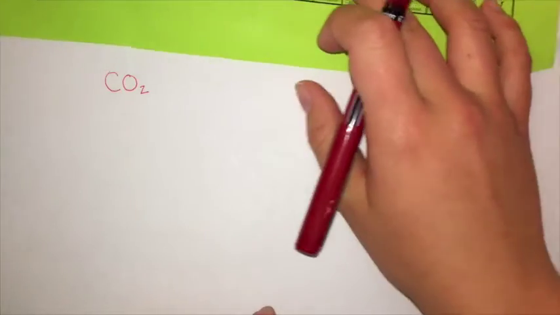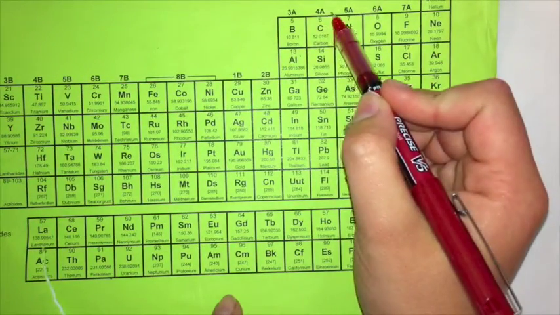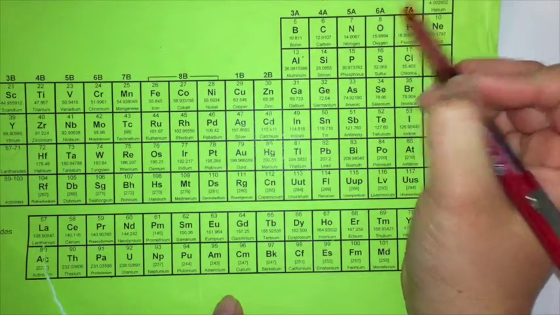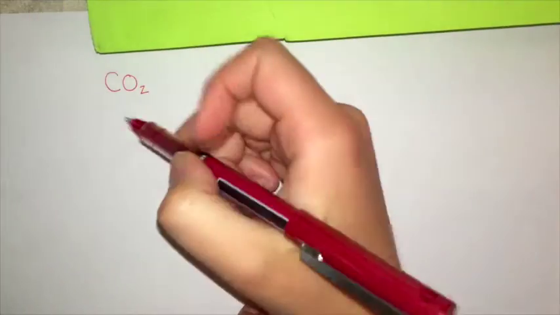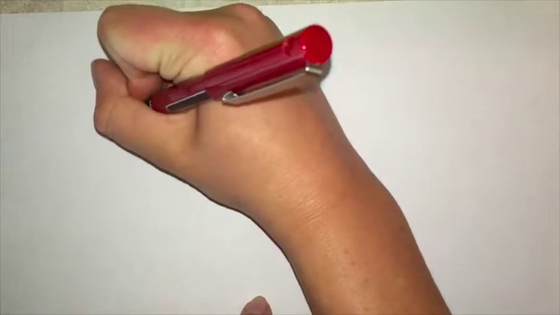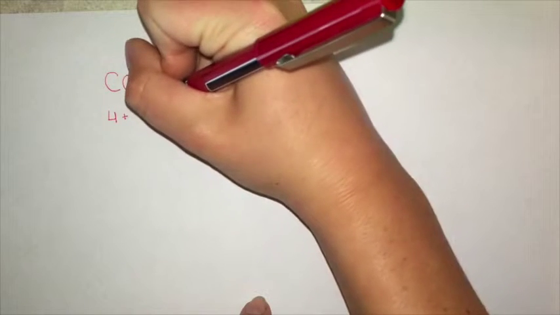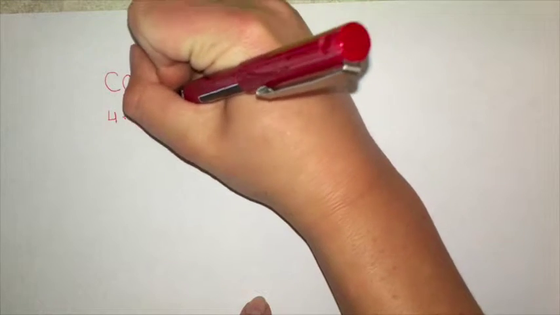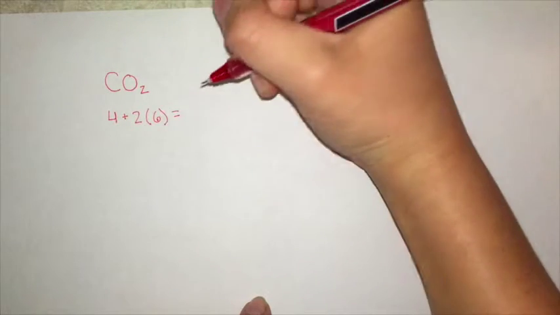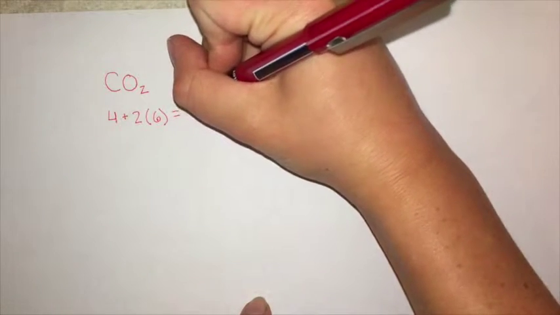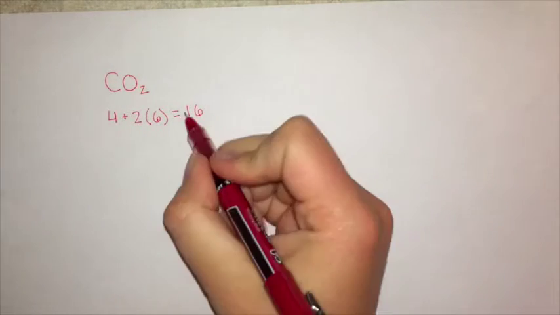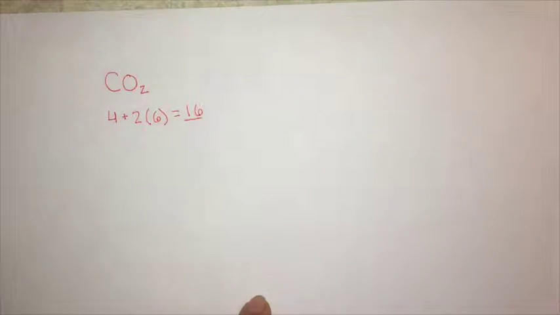So we know that carbon has 4 valence electrons because that's the group number, and that oxygen has 6 valence electrons. And since it's O2, we're going to have to multiply 6 times 2. So we have carbon, which is 4, plus oxygen, which there are 2 of them, and then we have to multiply that by 6. So 4 plus 12 is obviously 16. So that is the total number of valence electrons in this molecule.